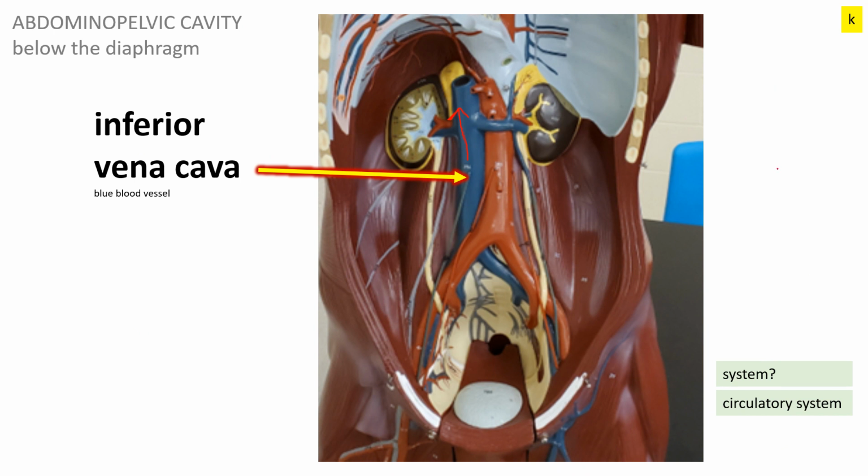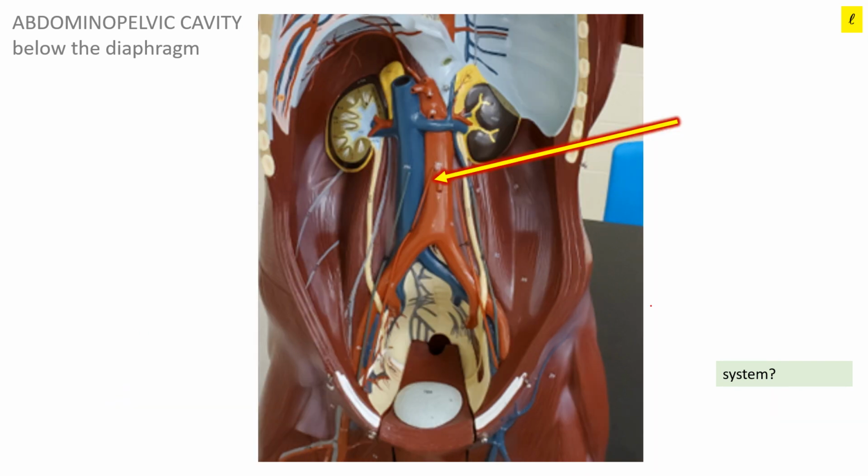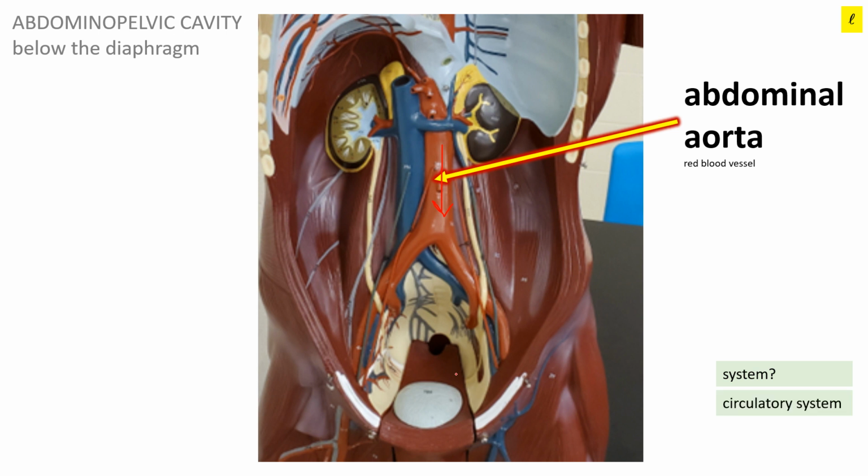Letter L, and I'll tell you right here, it carries oxygenated blood. Letter L is going to be the red blood vessel. So it's labeled the red one on your labeling handout. It is going to be carrying oxygenated blood down to the lower part of the body. This is called the abdominal aorta, and it is also a blood vessel. So it's going to be part of your circulatory system.